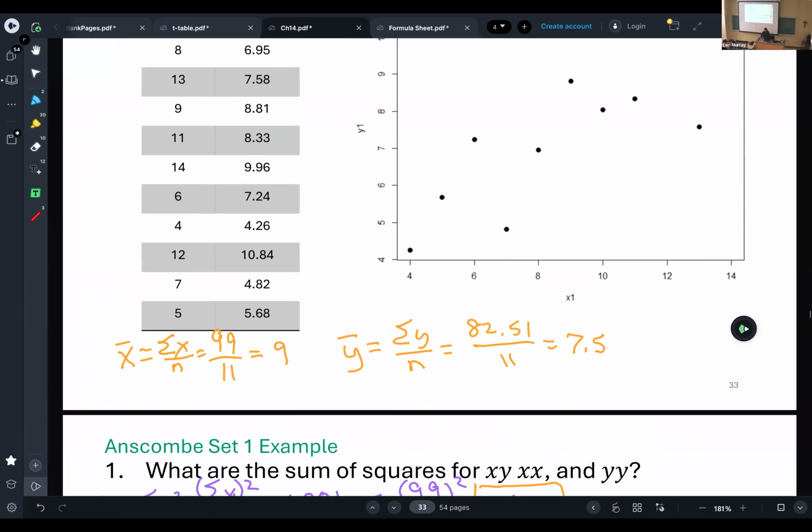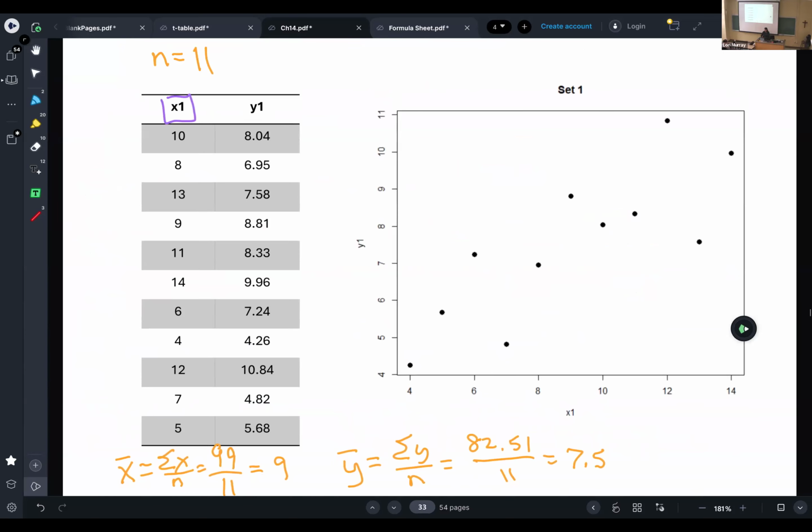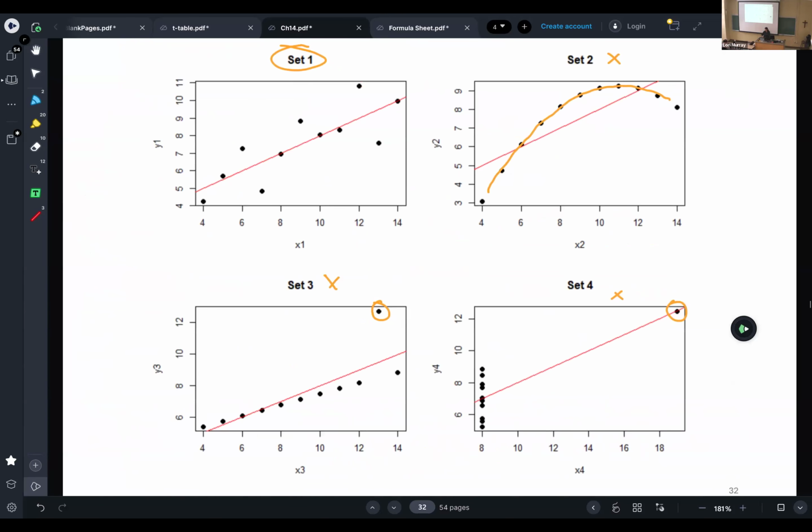And so just to back up, we're doing Anscombe quartet set number 1. And all of these data sets, there are 4 data sets, and all 4 of them have the same means for the x's, the same means for the y's, the same standard deviations for the x's, the same standard deviations for the y's, and the same correlation, which is incredible.